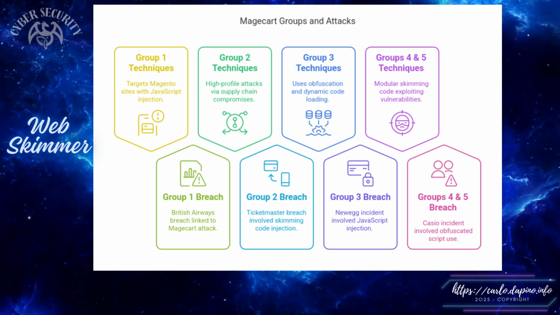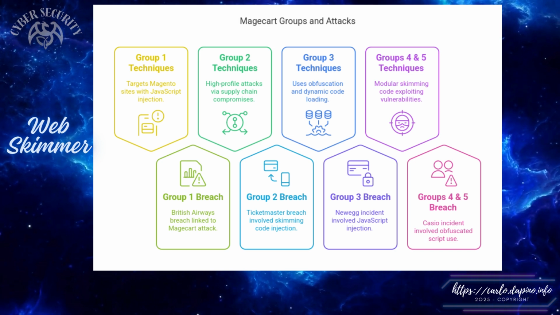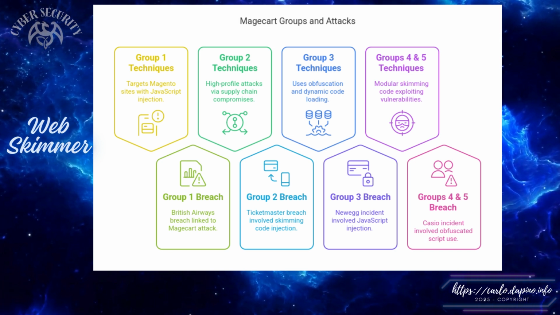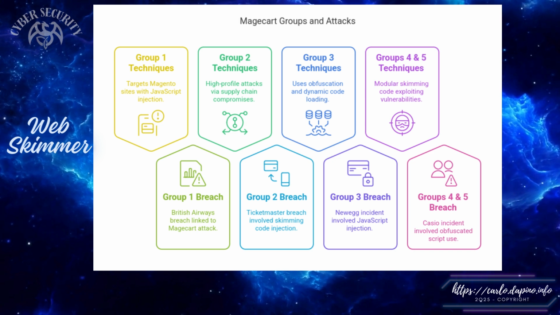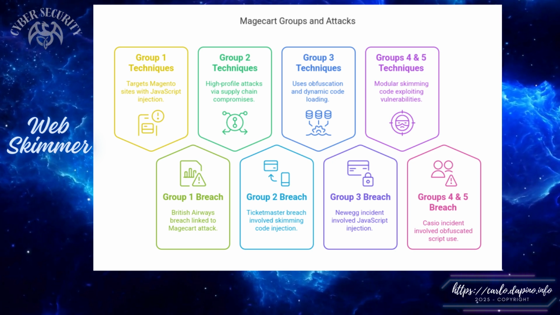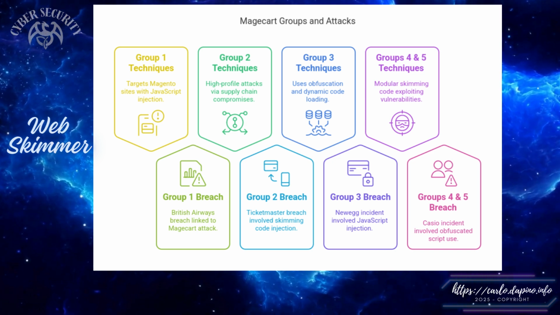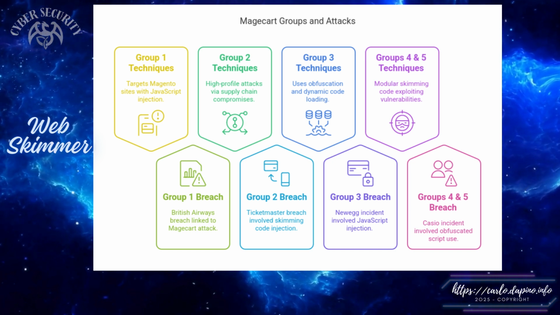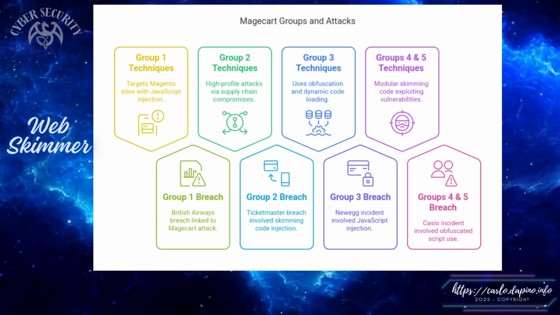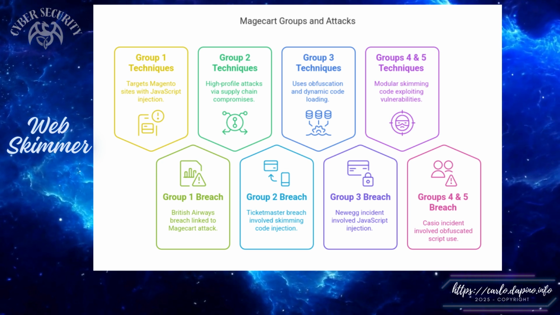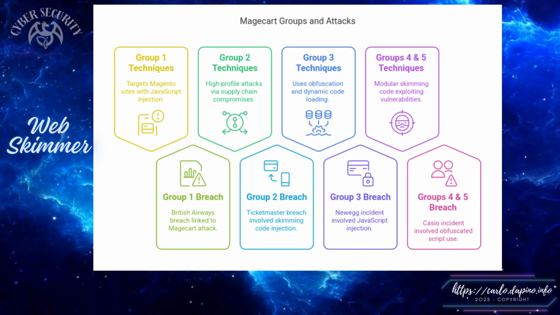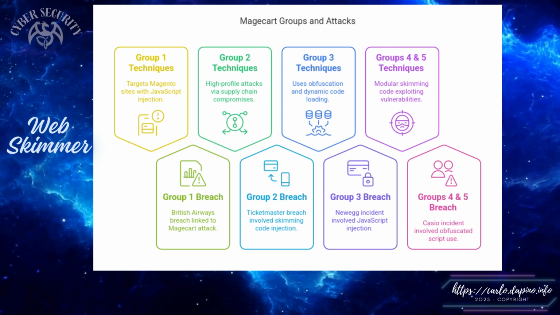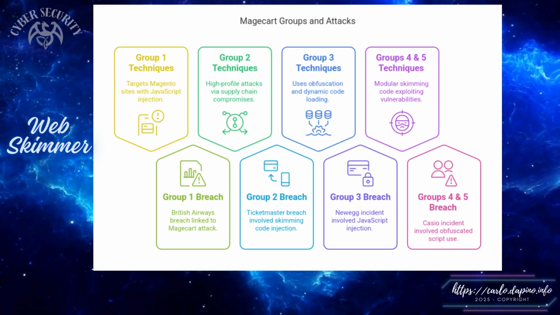Group 3's use of obfuscation and dynamic code loading played a key role in the new Egg breach, where skimmers remained undetected for over a month, silently exfiltrating credit card details. Groups 4 and 5 leveraged modular skimming techniques that exploited weaknesses in e-commerce sites like Casio, using obfuscated scripts to evade detection while continuously stealing financial data.